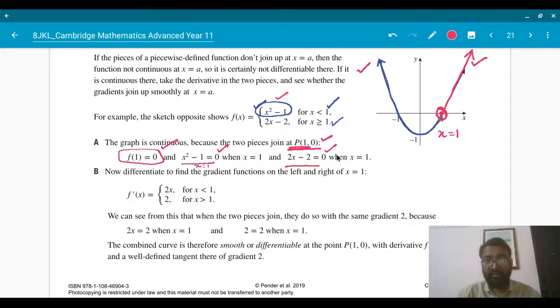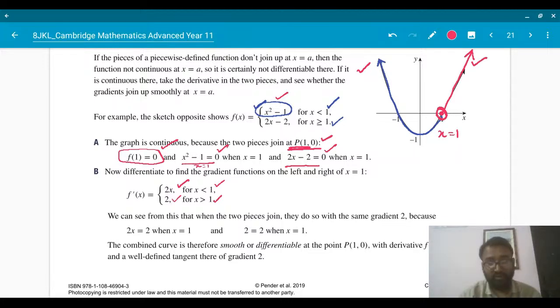So less than 1, okay, continuous. Greater than 1, okay, continuous. Equals to 1, we have to think about differentiability differently. Okay, so less than 1, x square minus 1, the derivative is 2x. Greater than 1, x square minus 2x minus 1, the derivative is 2. So it is about less than 1 and greater than 1.